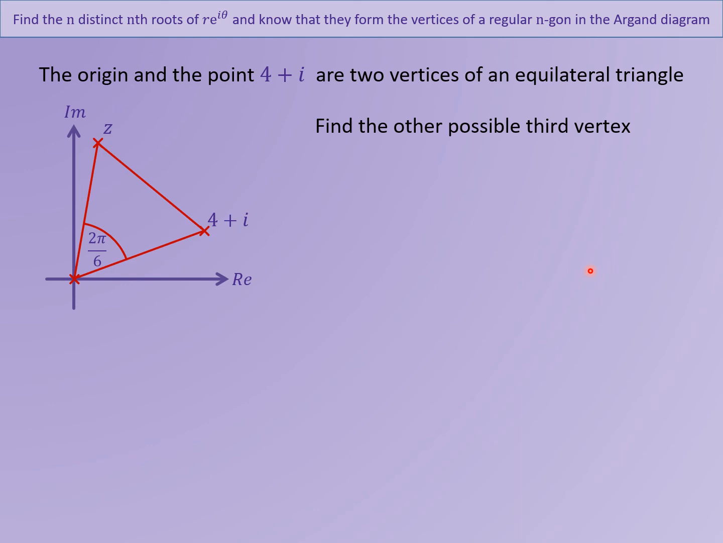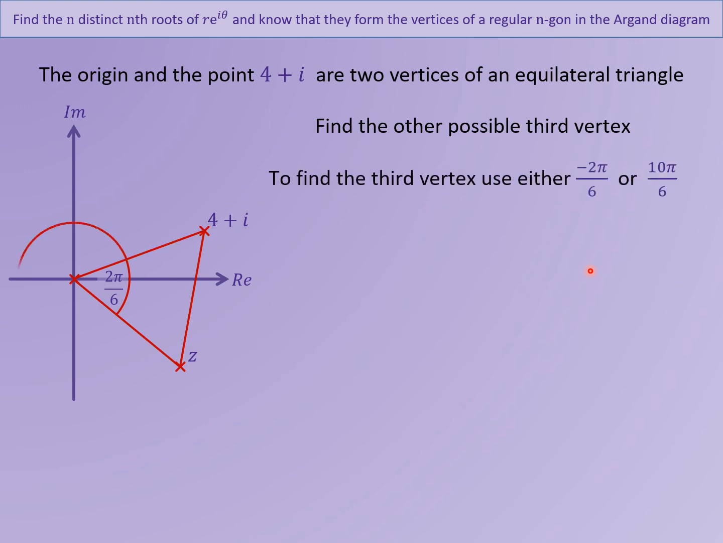Okay, so if you didn't spot it, the other answer could possibly have been down there. In which case you are still multiplying by 2 pi over 6. So you've got 2 choices. You can either multiply by minus 2 pi over 6, because you're going back on yourself, or multiply by 10 pi over 6, which is 2 pi minus 2 pi over 6. And that would get you this third answer. It's how you'd rotate backwards.